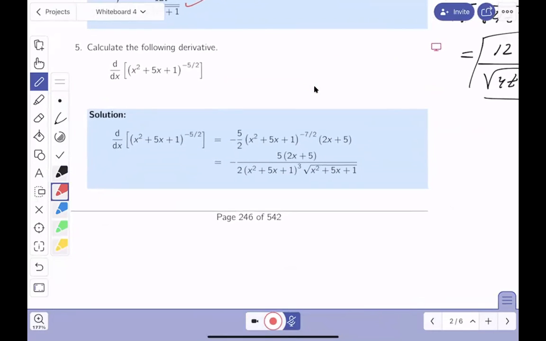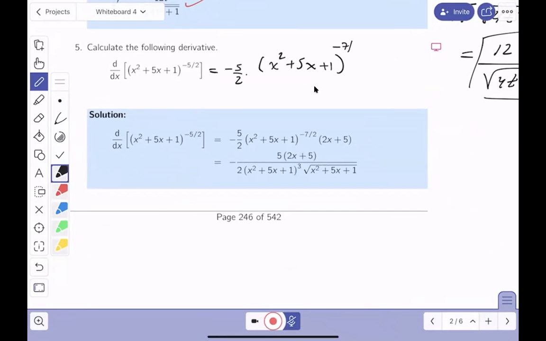Let's take a look at number 5, relatively simple. I'm looking at it, and what am I going to do? Well, it's basically written to work. So minus 5 halves times (x² + 5x + 1). I've got to take 1 from that power. That's going to be minus 7 halves.